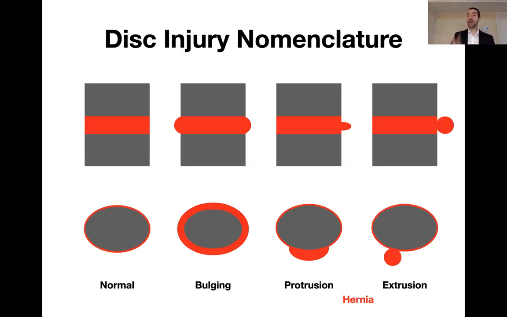Both of them are hernias. The protrusion is just in one part, where the nucleus pulposus is pressing the annulus fibrosus, but the nucleus pulposus is not out yet. In the extrusion, yes, the nucleus pulposus is out.